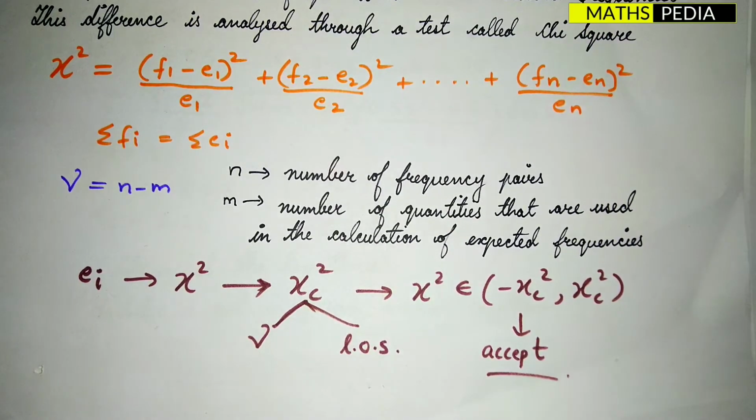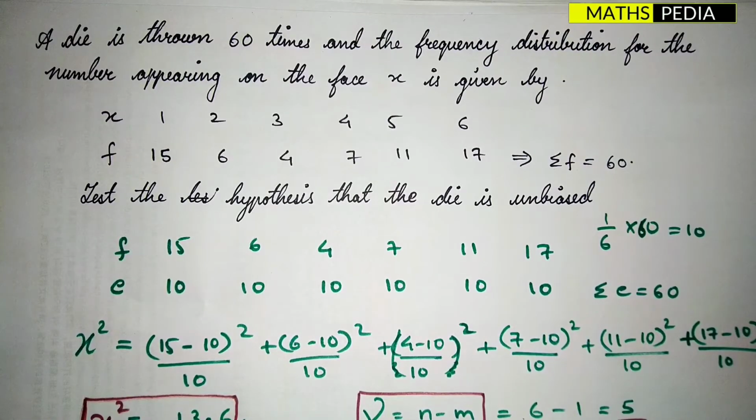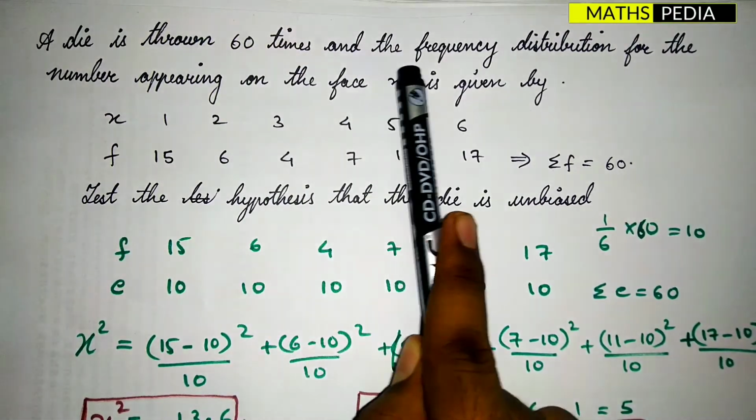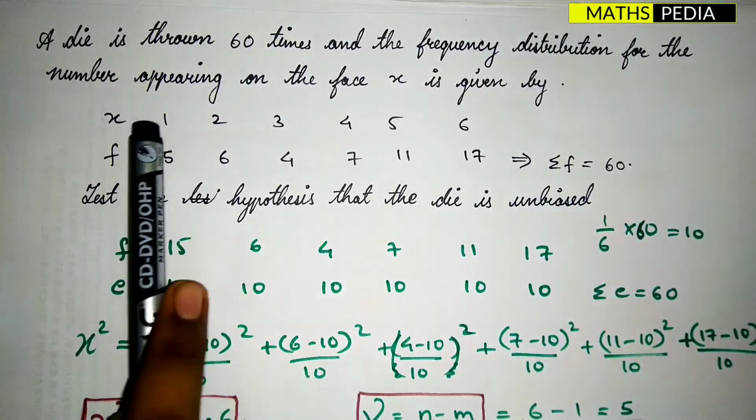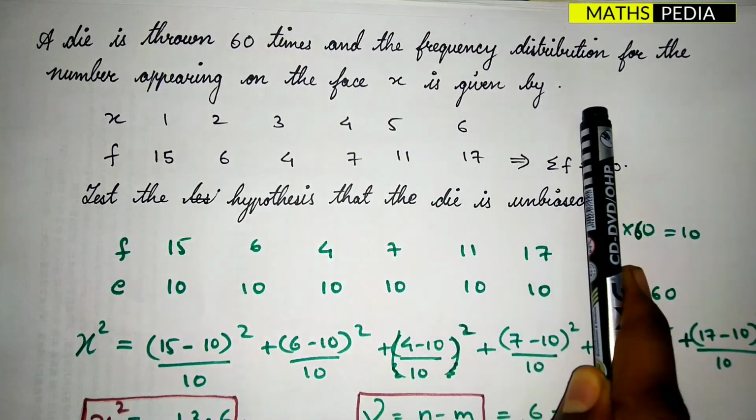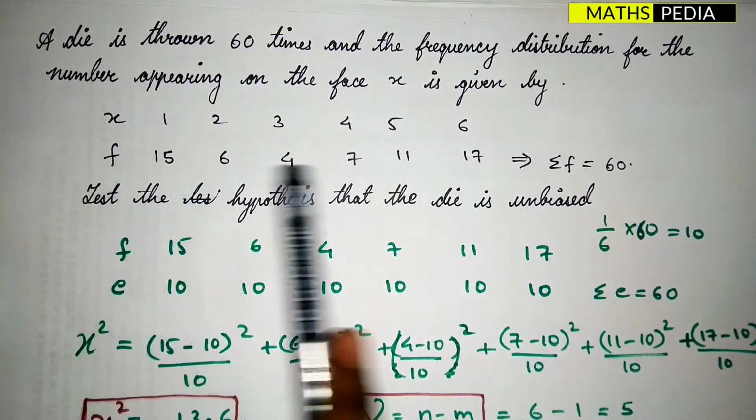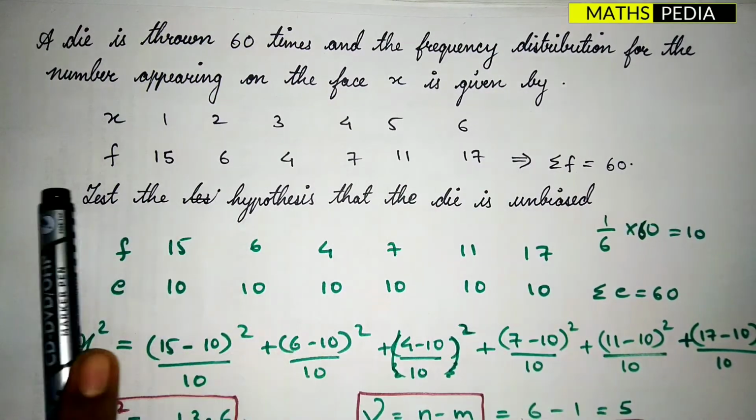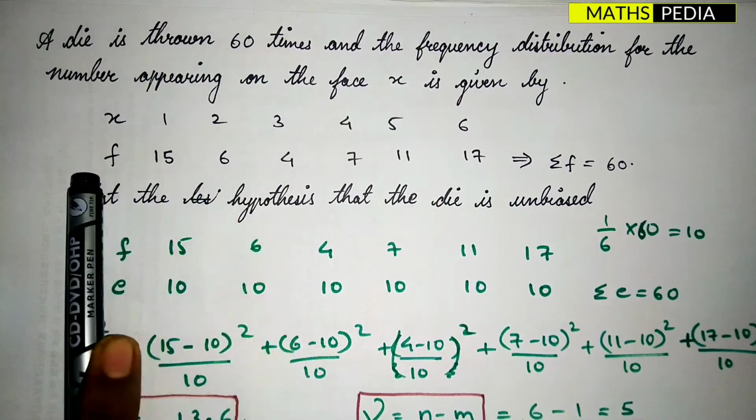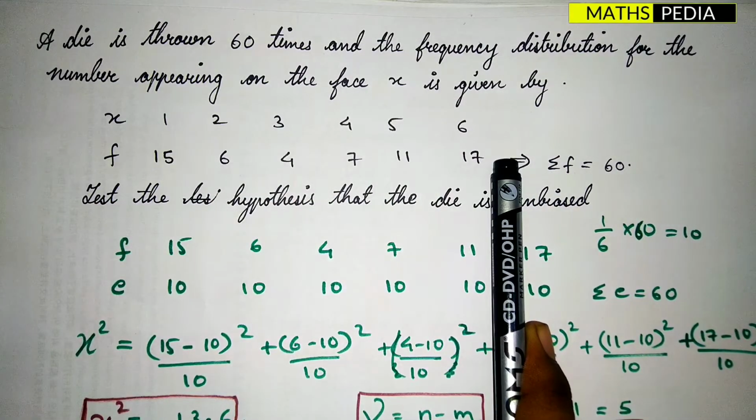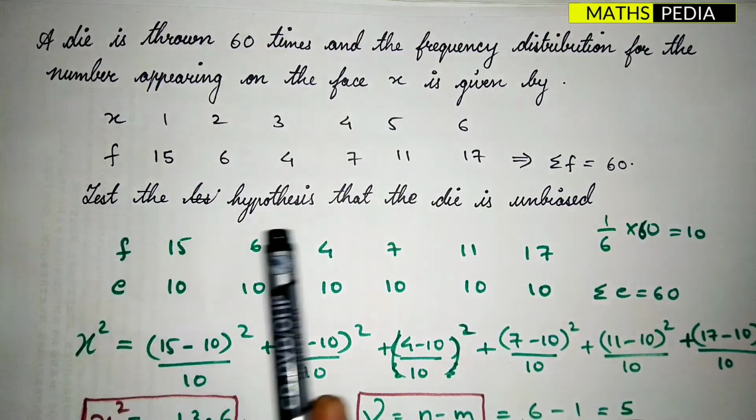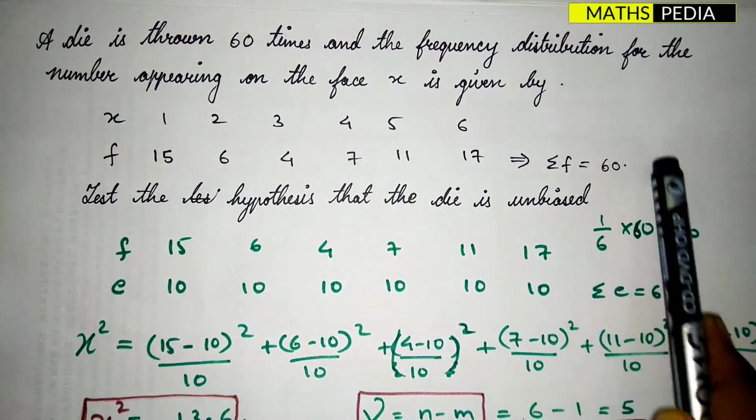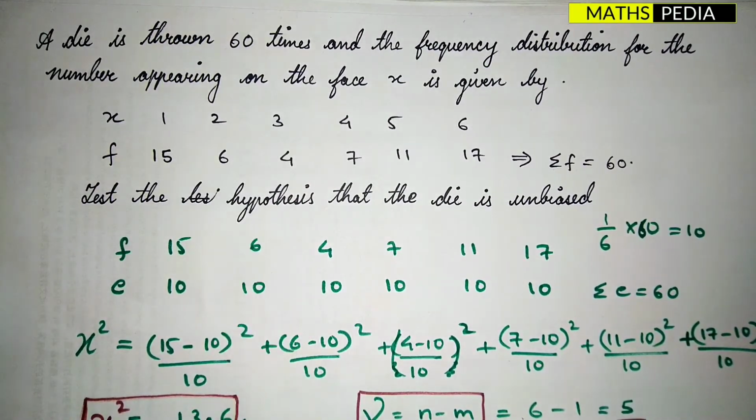So let us go for the problem. The problem is given: a die is thrown 60 times and the frequency distribution for the number appearing on the face X is given, and the frequencies are given. These are the observed frequencies, we can denote them with O also. The summation of this will give me 60. We have to find the expected frequency.